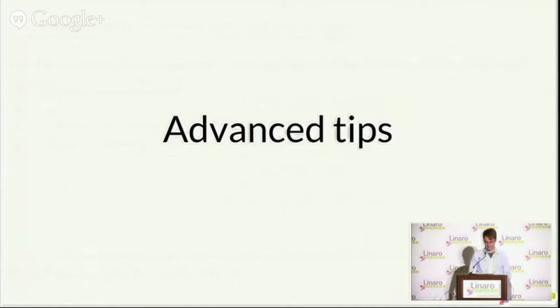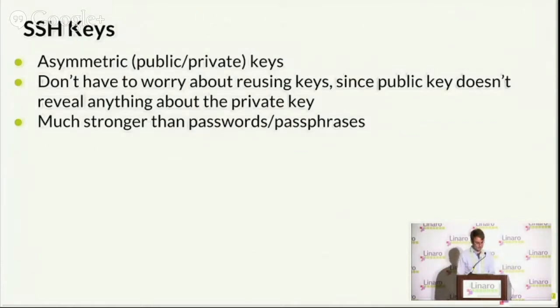So next up are more developer-oriented tips. First of which are SSH keys. These are really useful. They're asymmetric keys, so there's a private and a public part. The nice part about this is you then distribute the public key to the servers that you want to access, and you don't have to worry about reusing keys because the public key doesn't disclose anything about the private key. They're also nice because they're usually 256 bytes or longer, which is much better than even a 16-character password as far as strength. So they're much better to use.